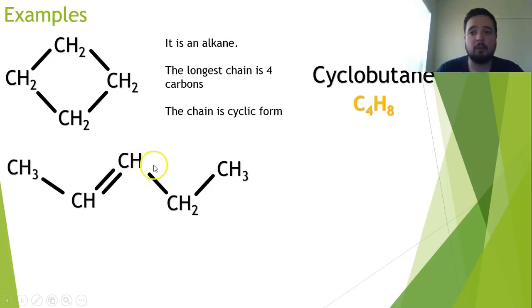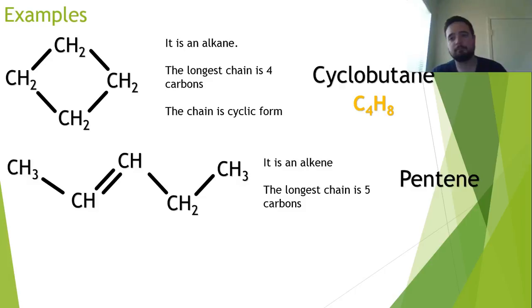Okay, now this one has a double bond, so now we know it's going to be an alkene. Since it has a double bond, still the longest chain is going to be 1, 2, 3, 4, 5. Okay, so the longest chain is still 5, so it's going to be pent, so it's going to be pentene. Now, alkenes follow the exact same formula as cycloalkanes. So that's going to be CnH2n. So with 5 carbons, it's going to be C5H10.